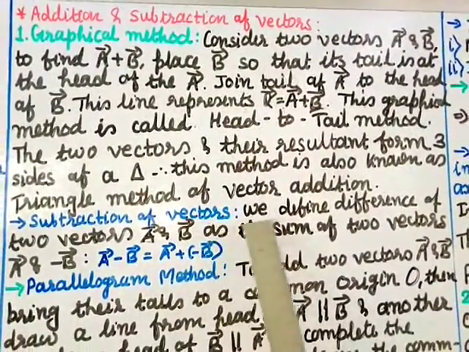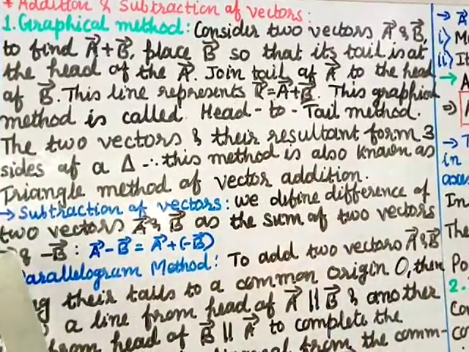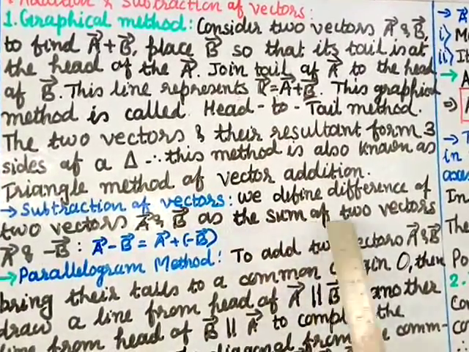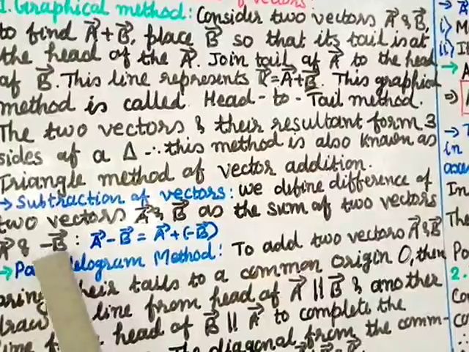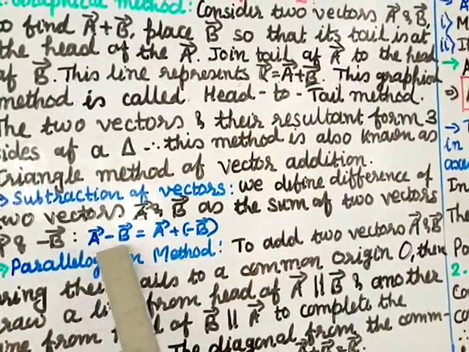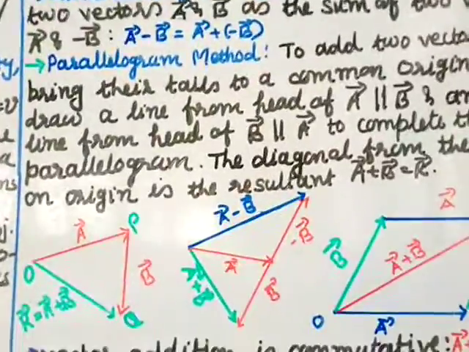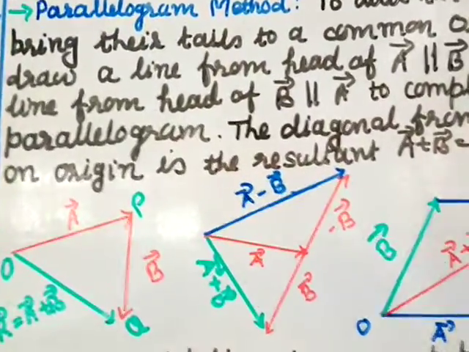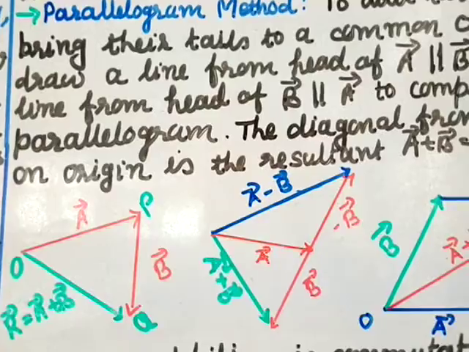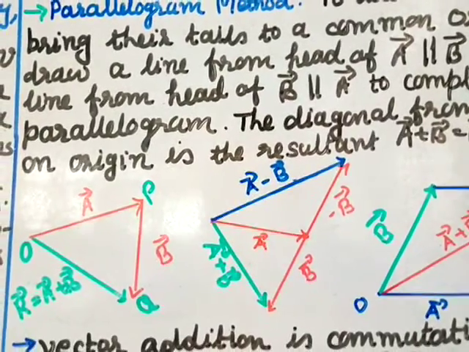Subtraction of vectors. We define the difference of two vectors a and b as the sum of the two vectors a and minus b. That is, vector a minus b is equal to vector a plus minus vector b. So now if you want to do the subtraction of the two vectors, then we add a plus the negative vector of it.